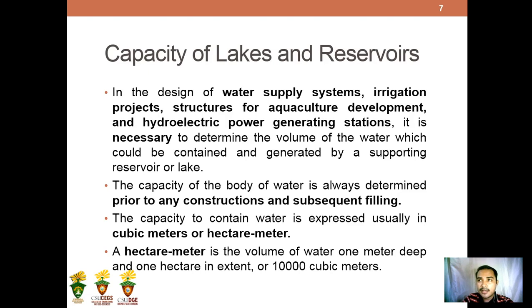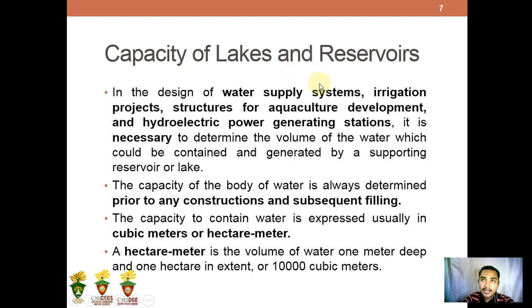how many cubic meters they can give to the fields or to the farmers, using the estimated volume of the pond or reservoir. So the capacity of a body of water is always determined prior to any construction and subsequent filling.